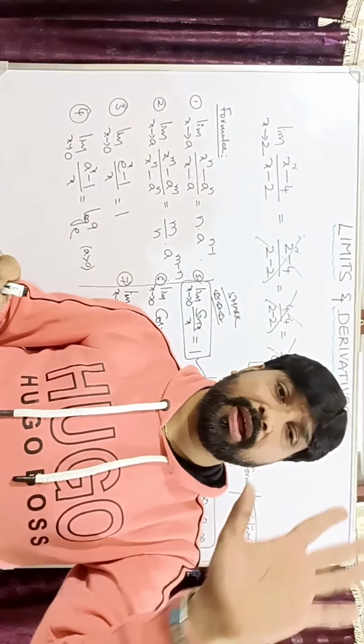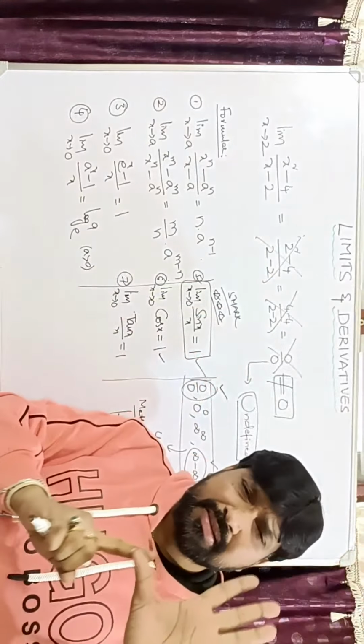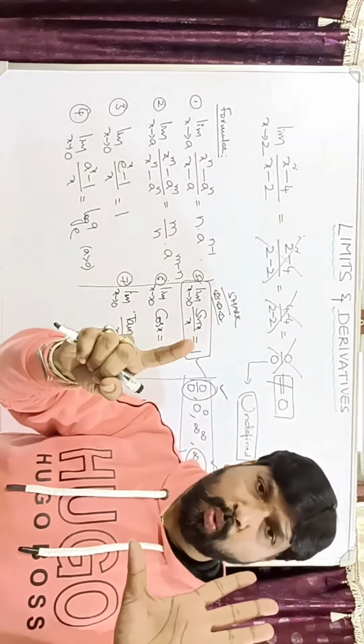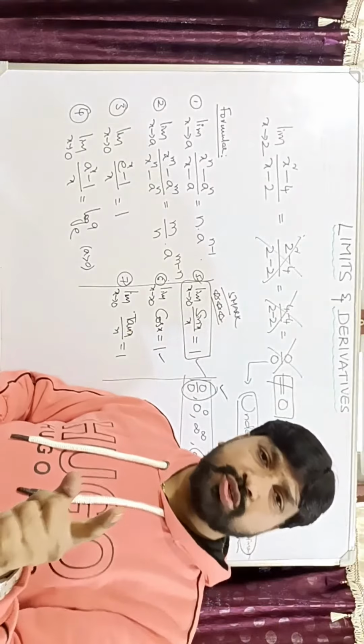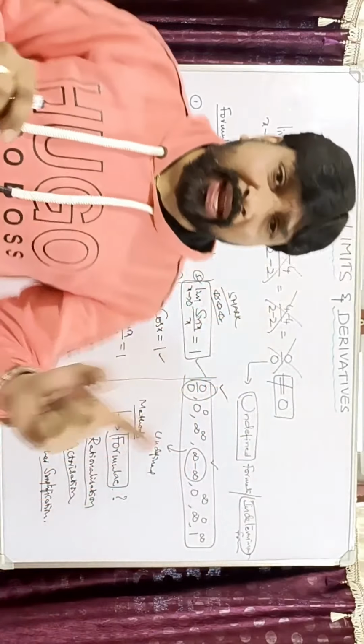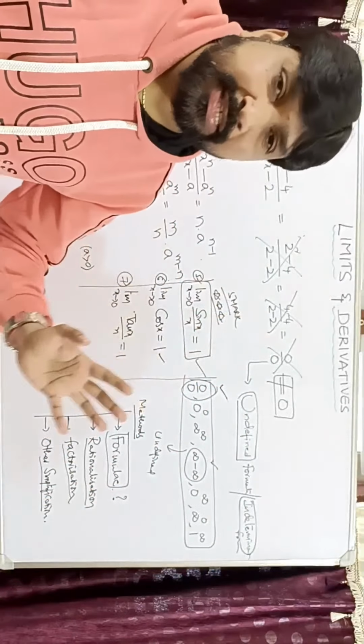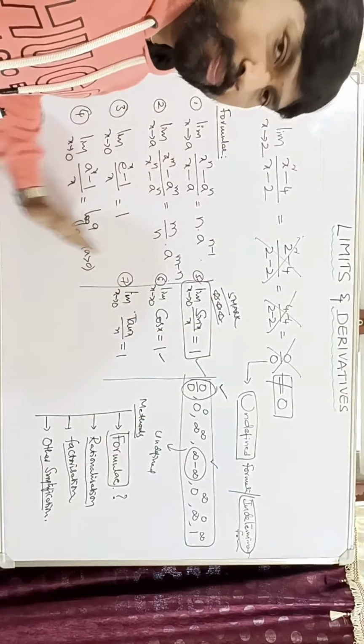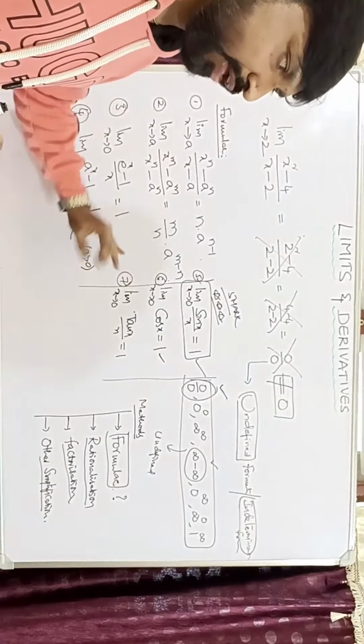Coming to fifth formula, which is the most important formula, limit x tends to 0, sin x by x is equal to 1. Coming to next, limit x tends to 0, cos x is equal to 1. Then limit x tends to 0, tan x by x is equal to 1. So these 7 formulas should be in your fingertips, which are very, very important.